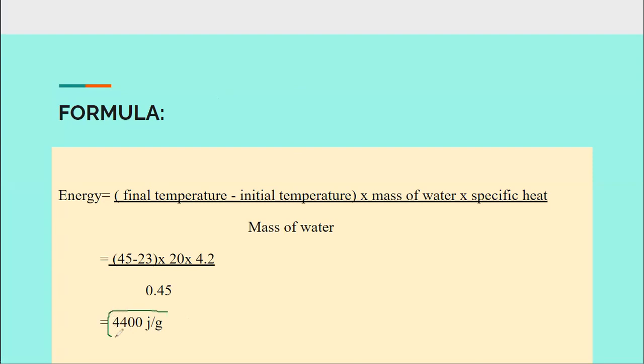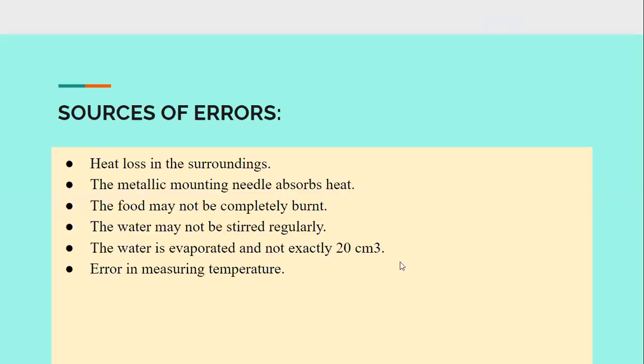The energy value which we have calculated, remember, this is not an accurate value. This is far too less than the original value of the food. The reason is there are so many sources of errors in this experiment. So let's see the sources of errors.